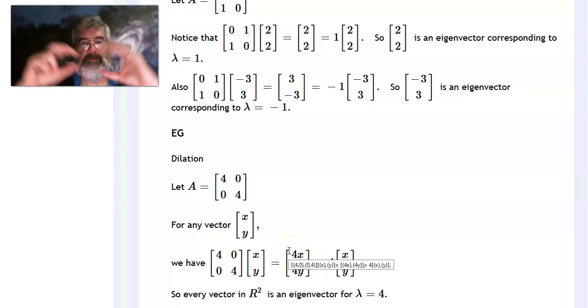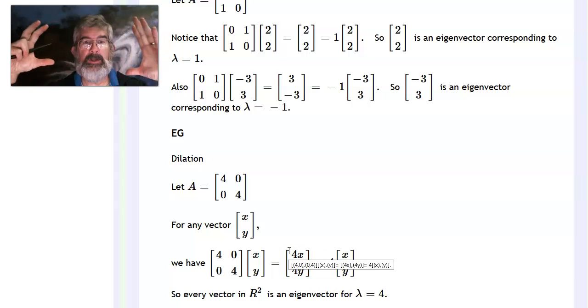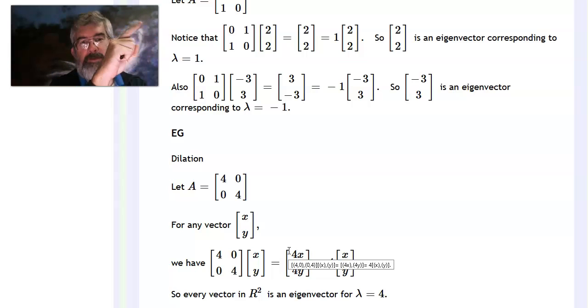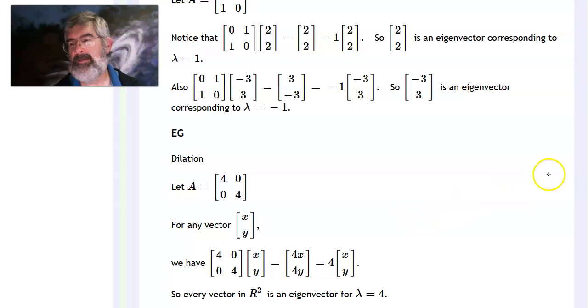That dilation just takes everything and makes it bigger, in this case 4 times as big, so any vector pointing in a particular direction just gets stretched out by a factor of 4 in that direction, and that's exactly what an eigenvalue and an eigenvector is, right? 4 is the eigenvalue, and any vector here is an eigenvector.